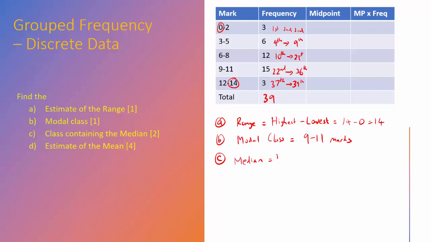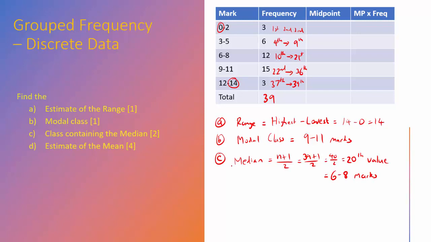So the formula for median is n plus 1 divided by 2. So that's 39 add 1 divided by 2, which is 40 divided by 2, which is 20. So that means that our median is the 20th value. And since we've done all of this work, where is the 20th value? First, second, third in there, 4th to 9th in here, 10th to 21st. So the 20th person is in here, which means 6 to 8 marks.